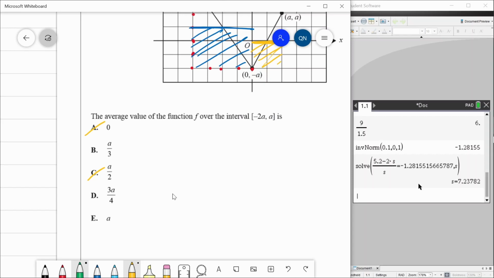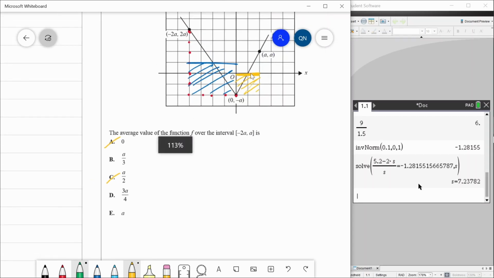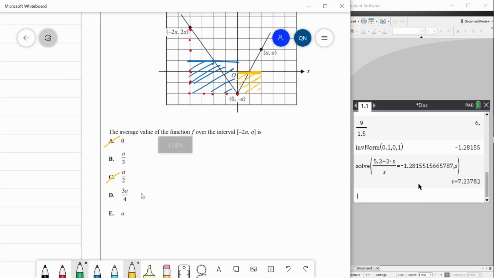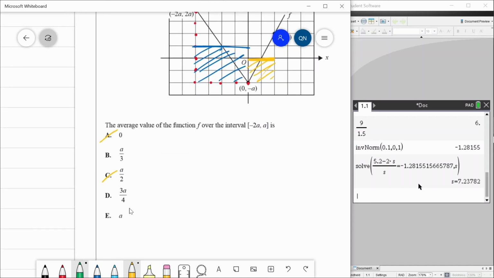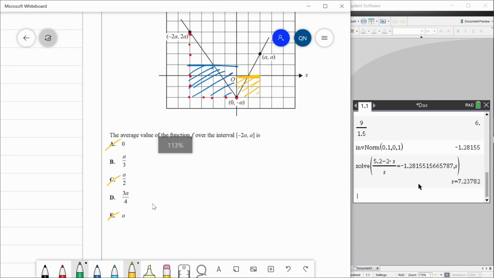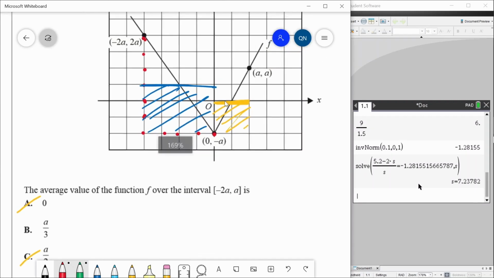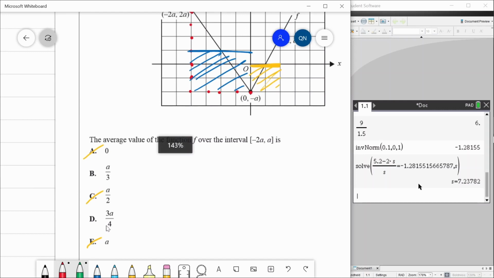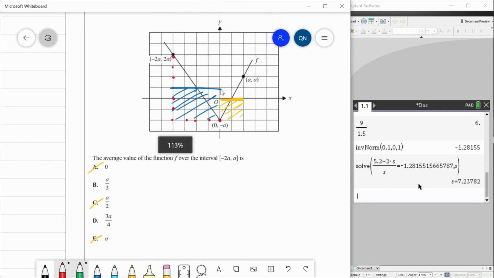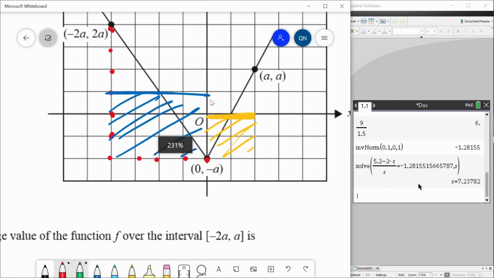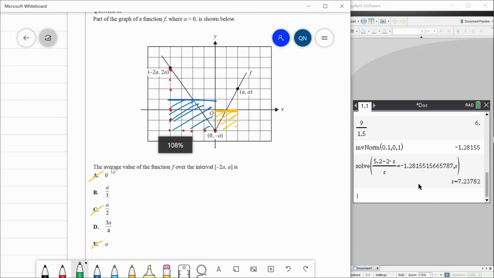0 can't be correct because you have an average value of 0 on the right hand side. It should be pulled up a little bit by the left hand side. It can't be a either. A is too big. So we're stuck between a on 3 and 3a on 4. Now we might as well notice one more thing. It can't be 3a on 4 because each of these squares is only a on 2. So 3/4 of an a would be sitting all the way up over here. That's too big, that's out of range. So it should be a on 3.